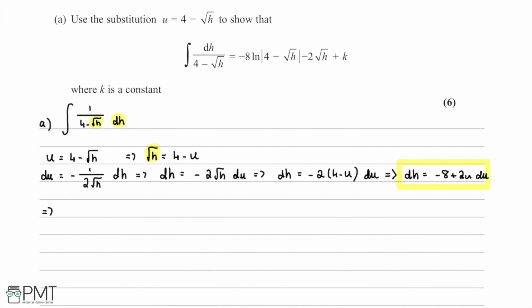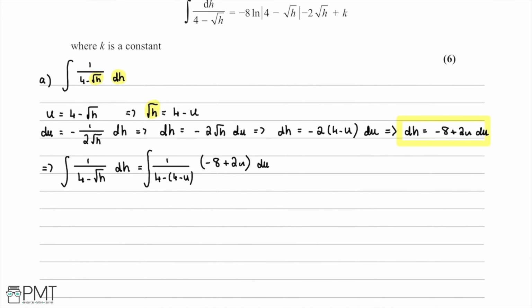So we can therefore say that the integral of 1 over 4 minus square root of h with respect to h is going to be equal to 1 over 4 take away 4 minus u, and then we sub in our expression for dh, which is going to be equal to negative 8 plus 2u, and that's now our integral with respect to u. So therefore we can tidy this up, and we see that we have 4 take away 4 plus u, so that is going to be u.